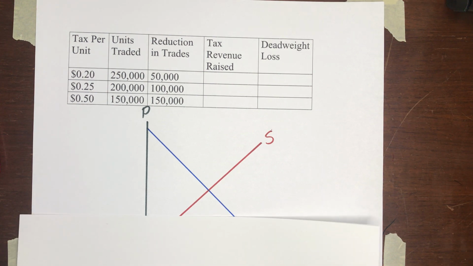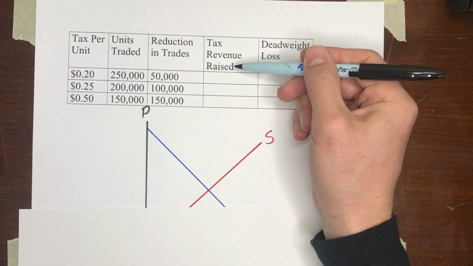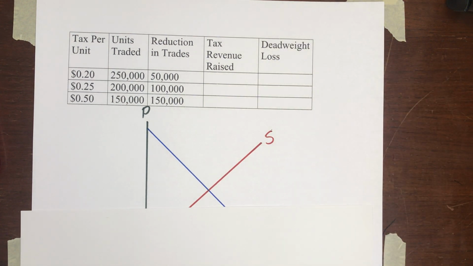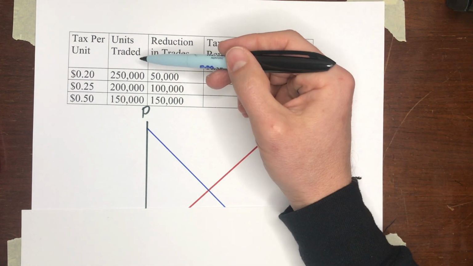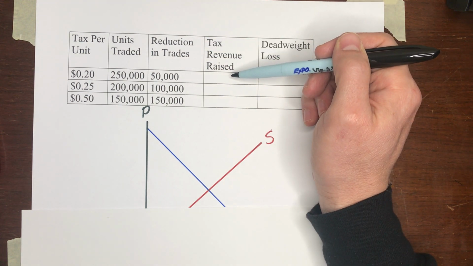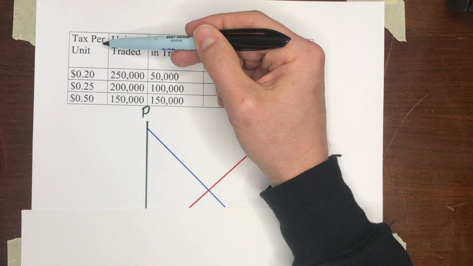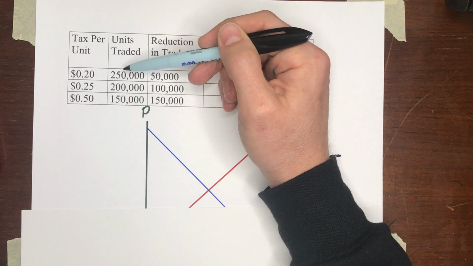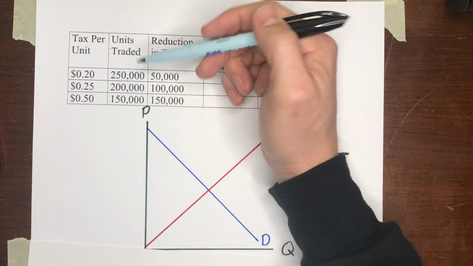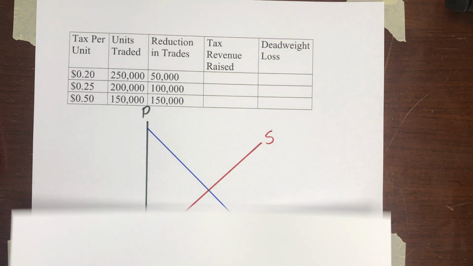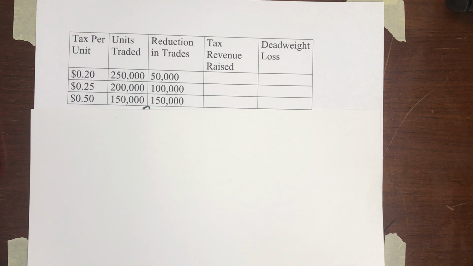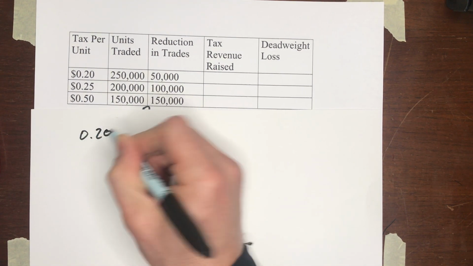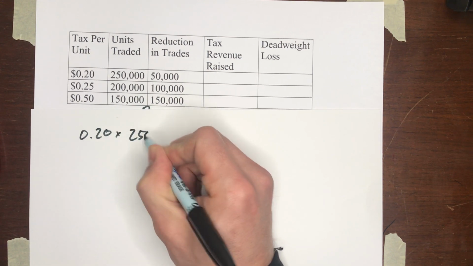Okay, so let's begin. Part A is basically fill in these columns: the tax revenue that's raised and the deadweight loss. So to figure out the tax revenue raised, we need to know the number of units that are still trading and the tax per unit. We're going to multiply those two things by each other, and that will give us the tax revenue that has been raised.